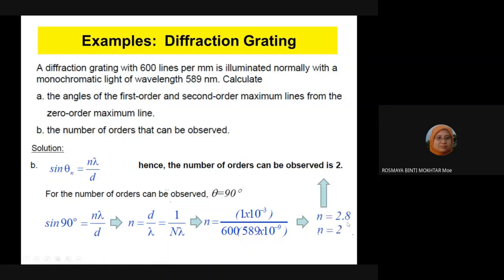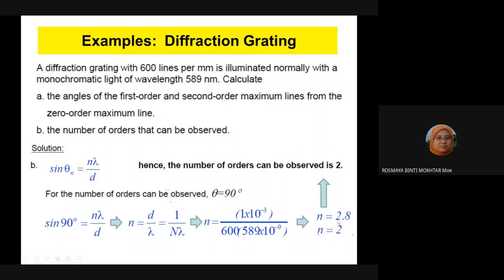So the number of orders cannot be a decimal number. So you must round it off, but you cannot round it off to 3, because if it is larger than 2.8, it is more than 90 degrees. Okay, so must be very careful. So for diffraction grating, to find the number of orders, you must take the lower integer than 2.8, which is 2.